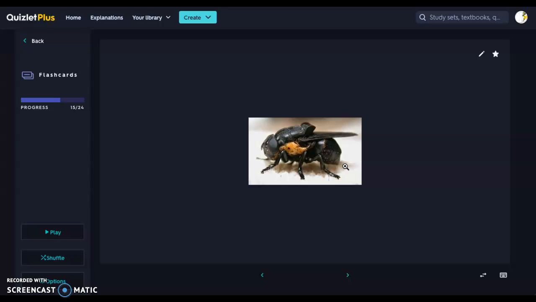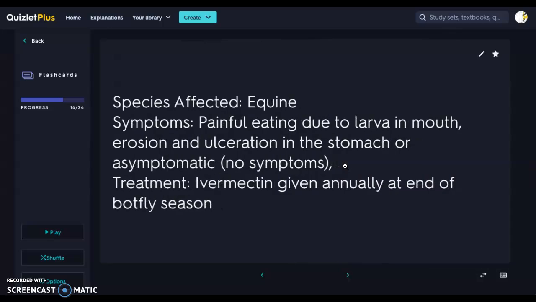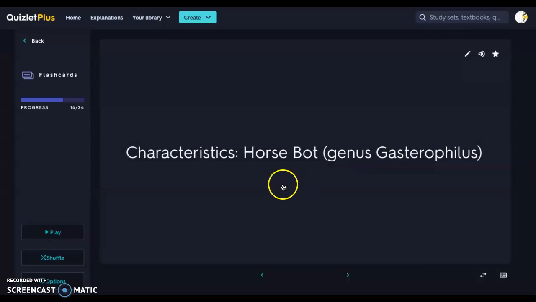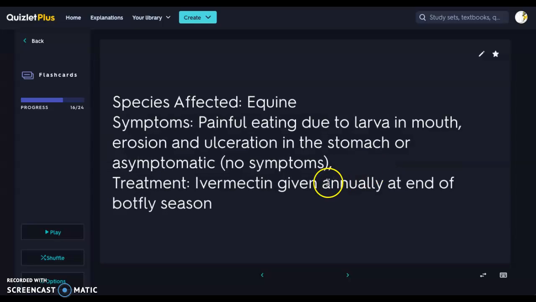So again, it's the larva stage that is what is really infecting and causing harm to your animal. Next, we have a horse spot. This is from the genus Gastrophilus. Horse spots are going to affect equines. So here we are going to be a little bit more species specific with that name.